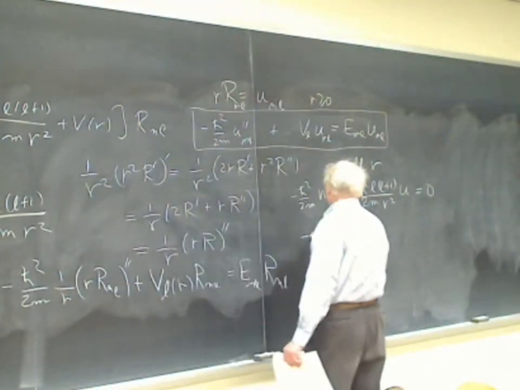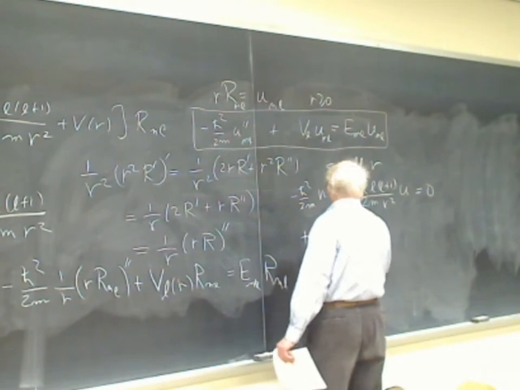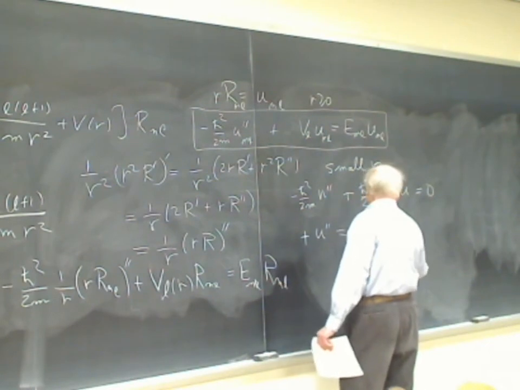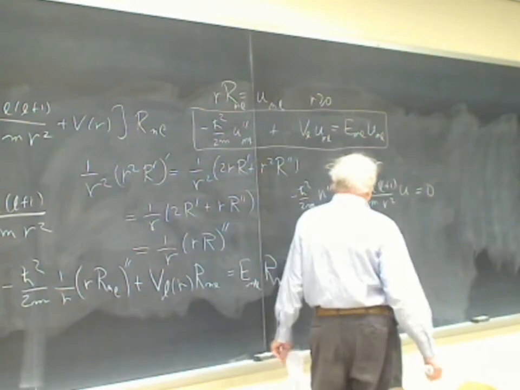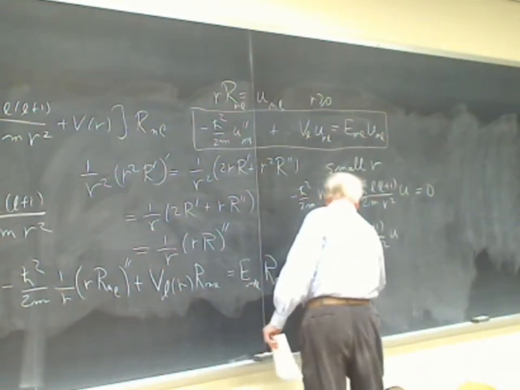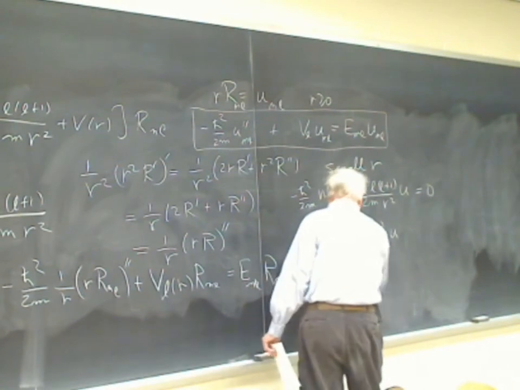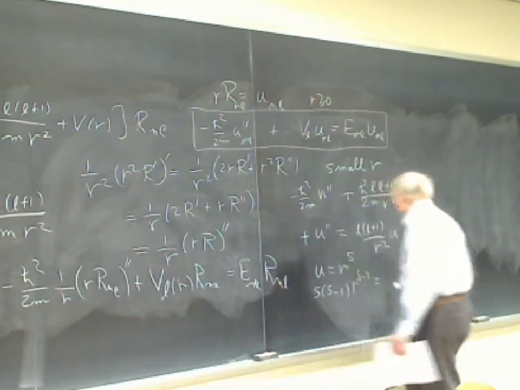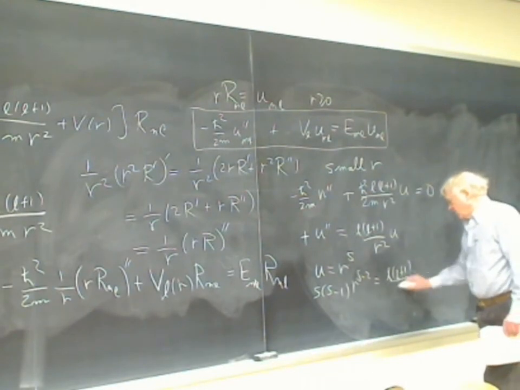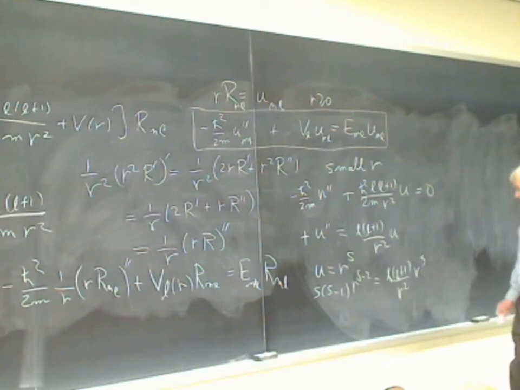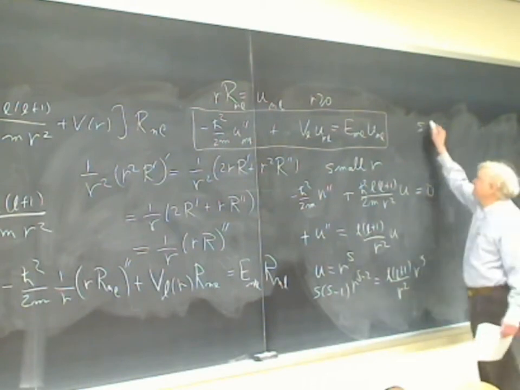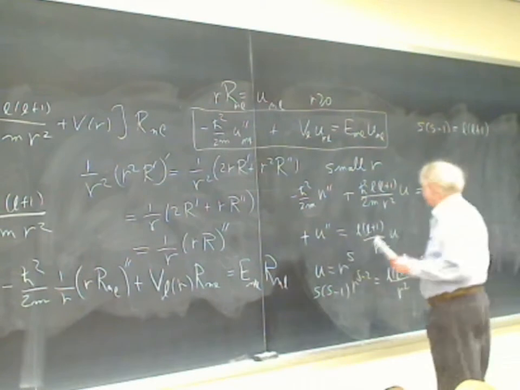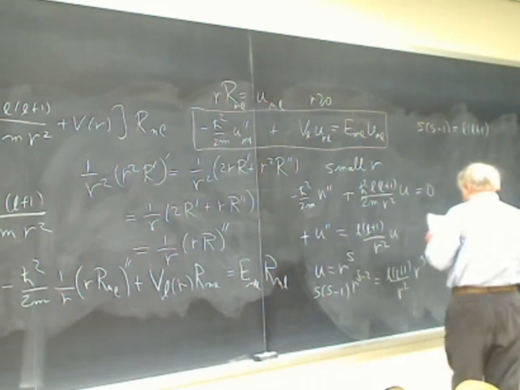And if we cancel the h bar squared over 2m, we can just say u double prime is equal to l times l plus 1 over r squared times u. And now we can say let u equal r to some power, say s. Well, then the left-hand side is s times s minus 1 r to the s minus 2, equal to l times l plus 1 over r squared times r to the s. Or in other words, the r's cancel and you get s times s minus 1 equals l times l plus 1. So that's a quadratic equation. It's clear that there are two solutions.